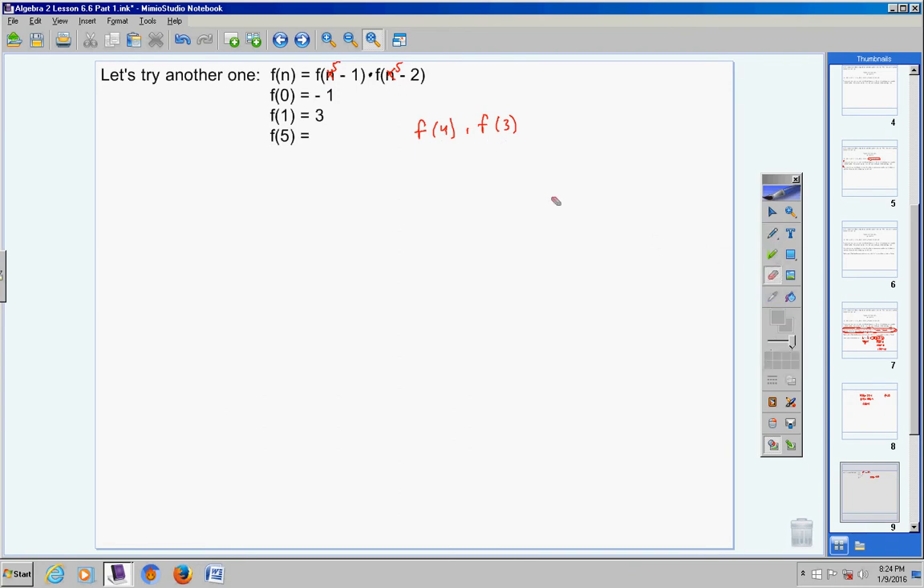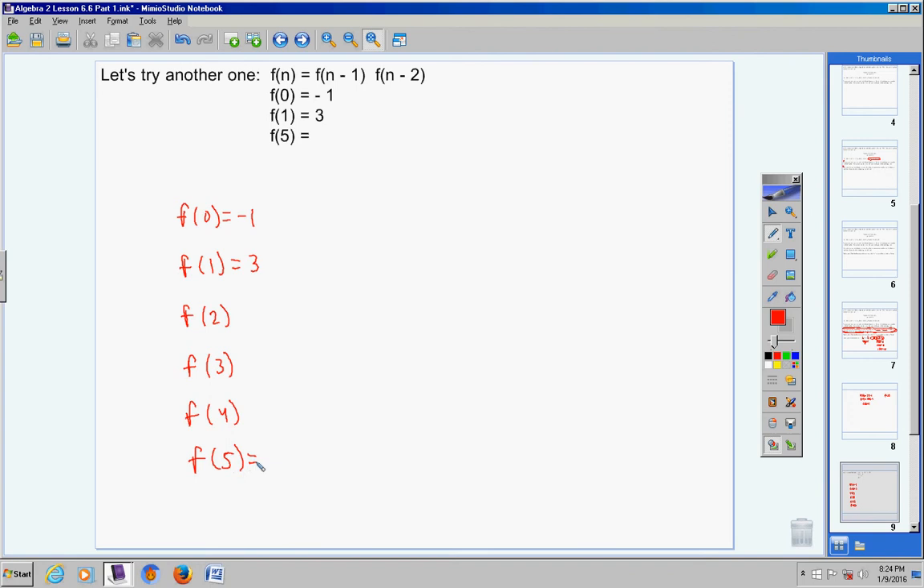So the best thing to do, guys, in these problems is just start at the beginning and work your way forward. We know f of 0 equals what? Negative 1. We know f of 1 equals what? 3. So let's go on to f of 2 and work our way up to 5, okay? f of 2, f of 3, f of 4, and f of 5, okay? So our final goal is to find the value of f of 5.